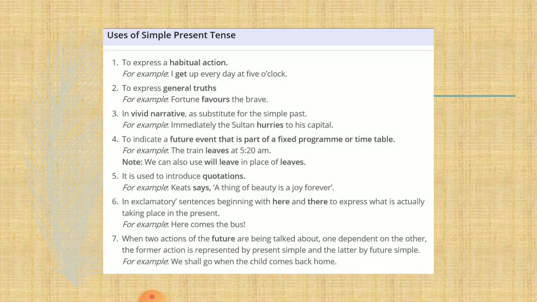Now, the seventh point is related to the fourth one also: when two actions of the future are being talked about, one dependent on the other, the former action is represented by the present simple and the latter by the future simple. For example, we shall go when the child comes back. So, our former is that the child comes back. Okay, here we can use this tense.